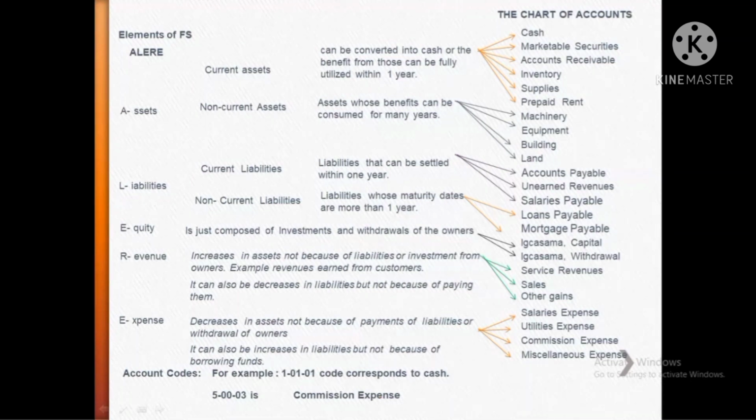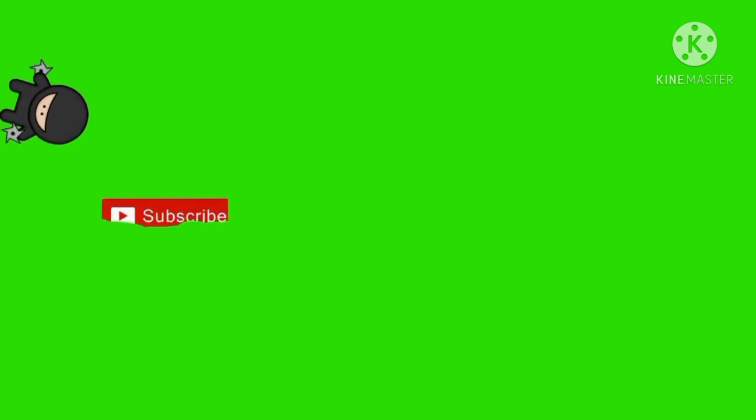Now maybe some of you are asking, what's the use of the chart of accounts, sir? Actually, when you record or make journal entries, the only account titles that you can use are those that are listed on the chart of accounts. That is why we have this topic. So that's it for this slide, but before we go back to the journal entries, a bonus topic is coming up next.